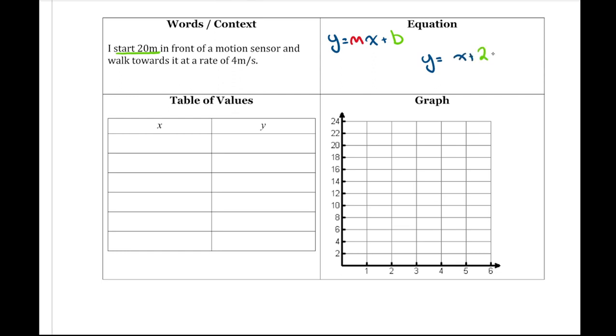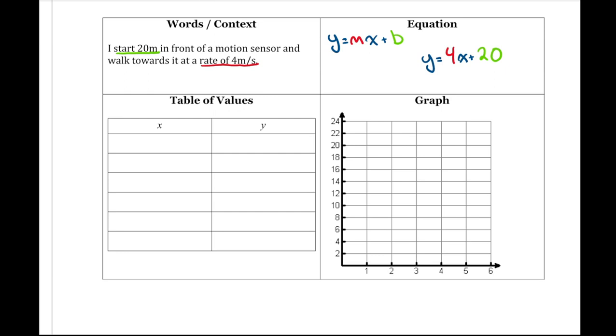So I know it'll be y equals something x plus 20. Now, where in this word scenario would my slope be? Well, it talks about a rate of 4 meters per second. So I know that my m, or my slope, or my multiplier should be 4. However, there's one key difference here.